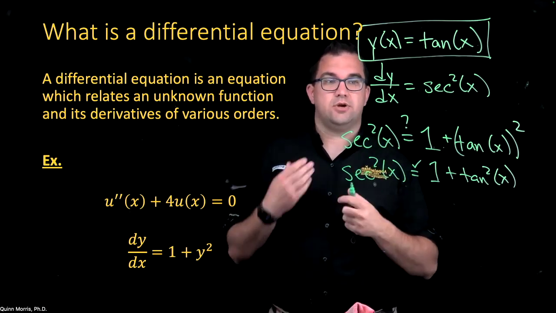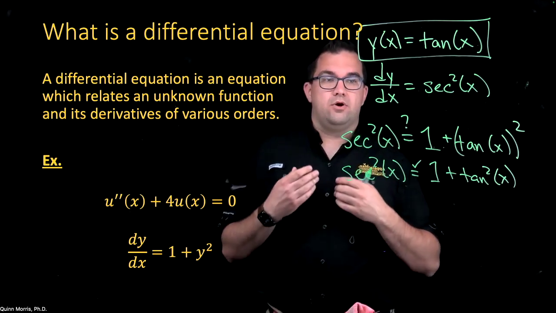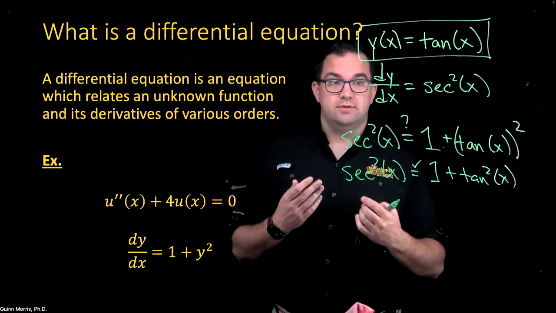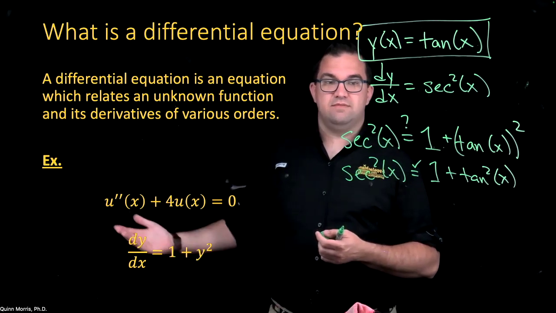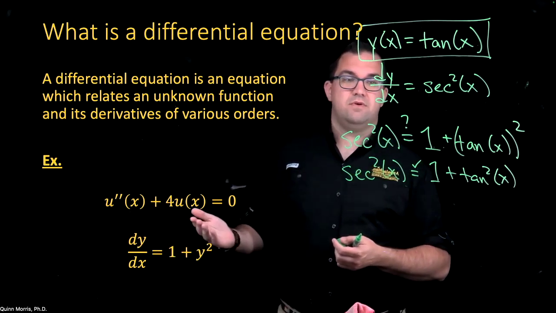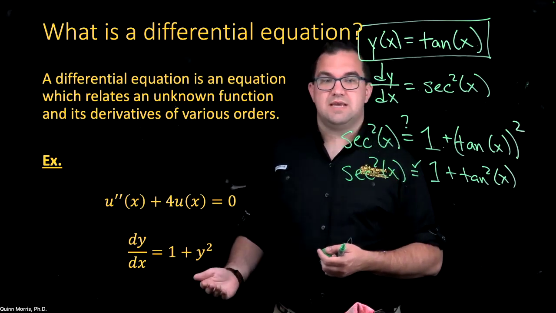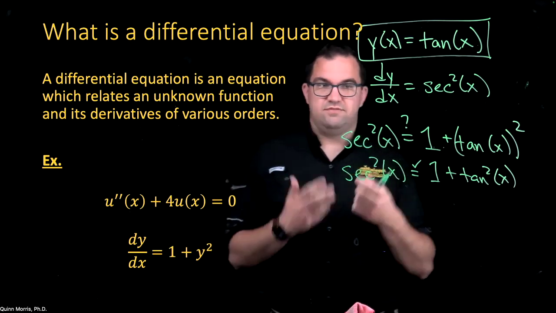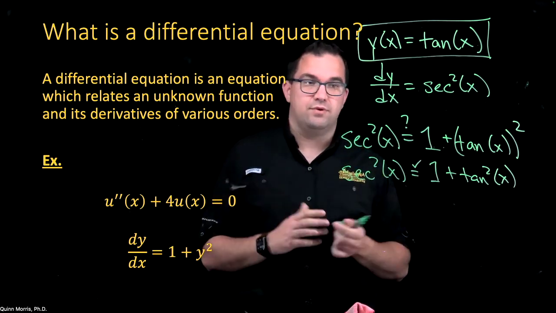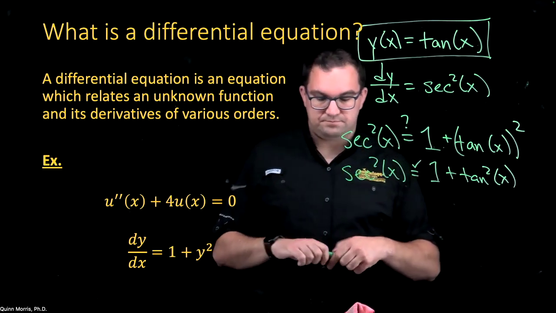So differential equations are equations where the unknown is a function and the relation involves that unknown function and its derivatives. In the first case, it involved a second derivative and the unknown function. In the second case, it involved the unknown function and the first derivative. It can involve derivatives of any order, so 19th derivatives if you wanted.